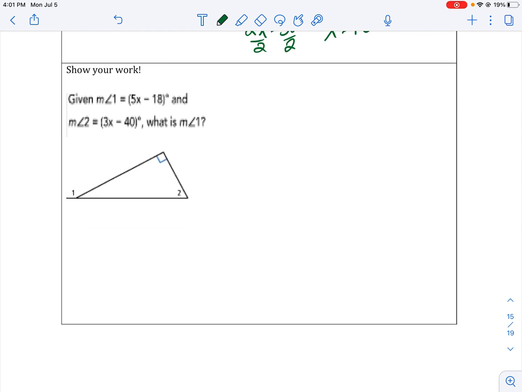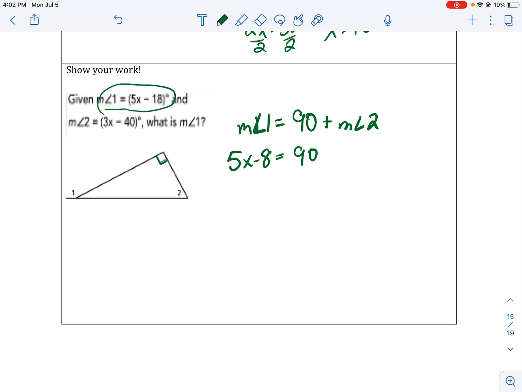All right, same thing here, only now I have a box, which tells me that's 90 degrees. So the measurement of angle 1 is my exterior angle. That equals 90 plus the measurement of angle 2. Substitute these values into my equation that I have set up. So again, it says the measurement of angle 1 is 5x minus 18. Angle 1 is my exterior angle, so I substitute 5x minus 18 in there, and then for angle 2 I substitute 3x minus 40, and now I solve.